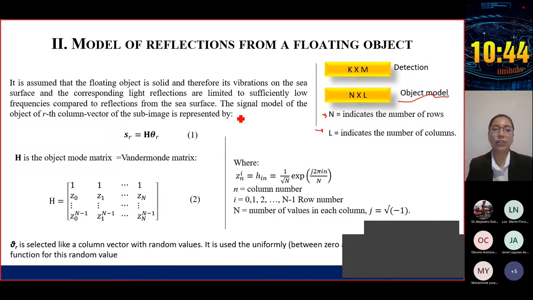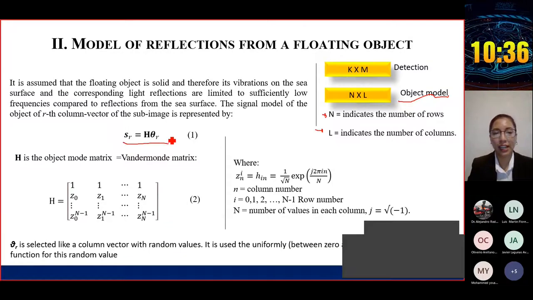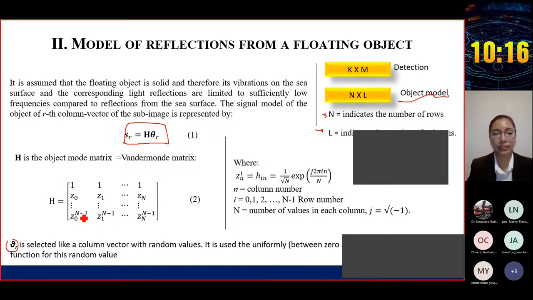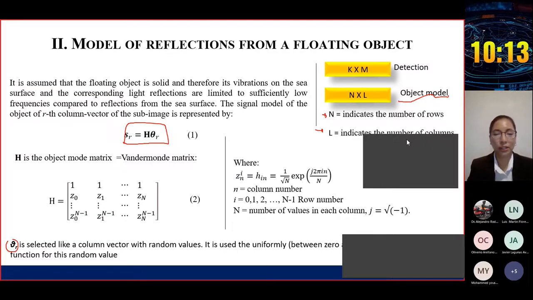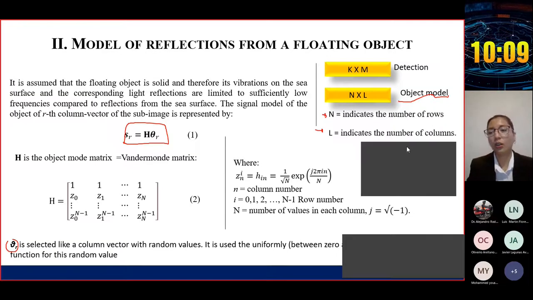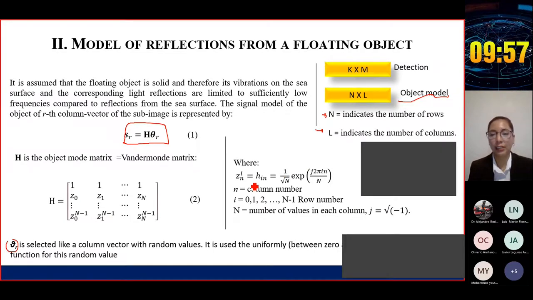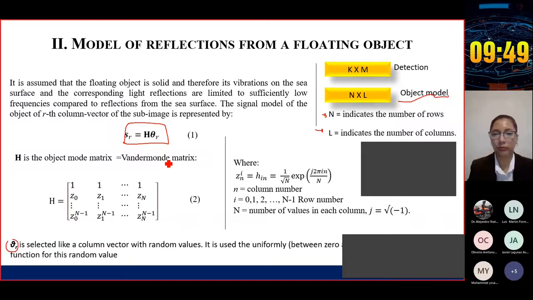Then we have the signal model of the i-th column vector of the sub-image, represented by s_i equal to H theta_i, where H is our Vandermonde matrix. Theta_i is a column vector with random values uniformly distributed between 0 and 1, and we can see the probability density function. Then we can understand this matrix: one index represents the column number, another represents the row number, and N represents the number of values in each column.